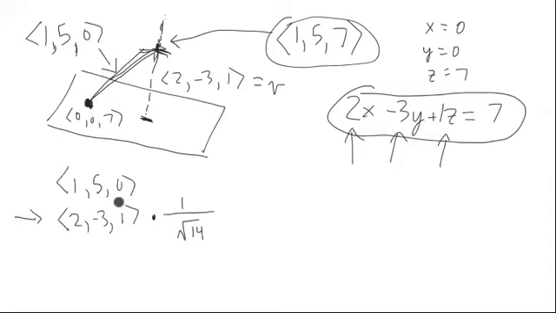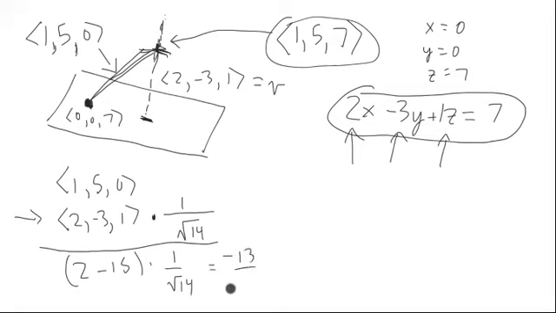So we want to project this onto this direction, which is the same as dot product if what we're projecting onto is a unit vector, and we just made it a unit vector here. We can keep this scalar multiple off to the side as we do our computation and put it in later. So we just take a dot product, we get 2, -15, 0, and multiply it by 1 over the square root of 14, which would be -13 over the square root of 14.